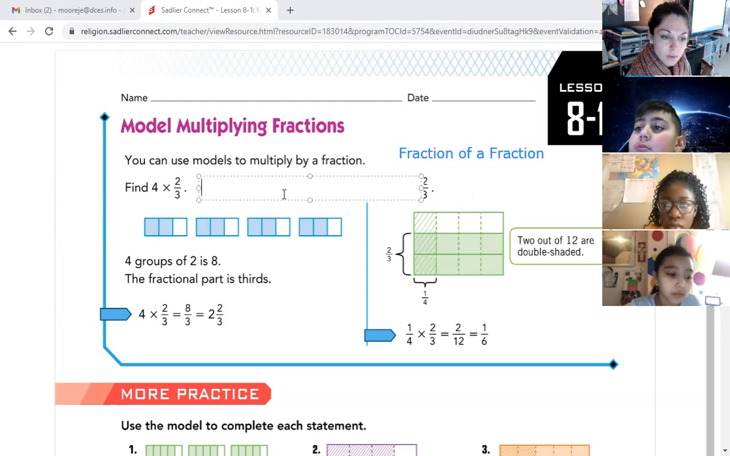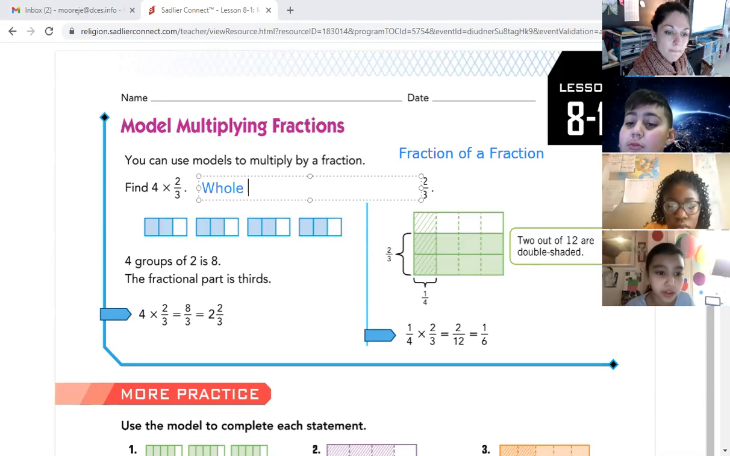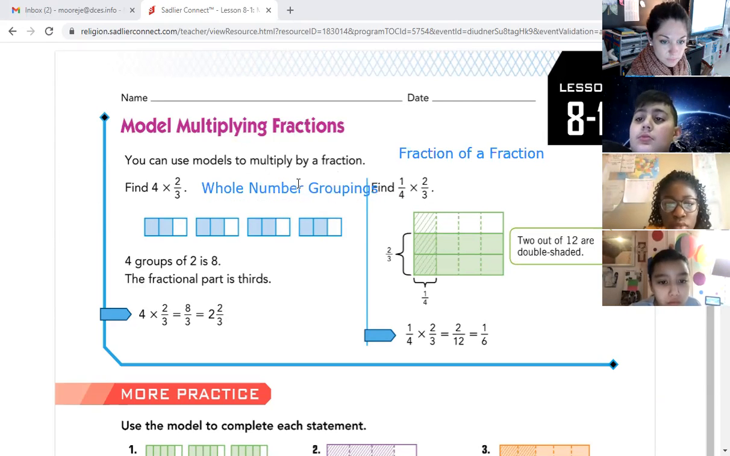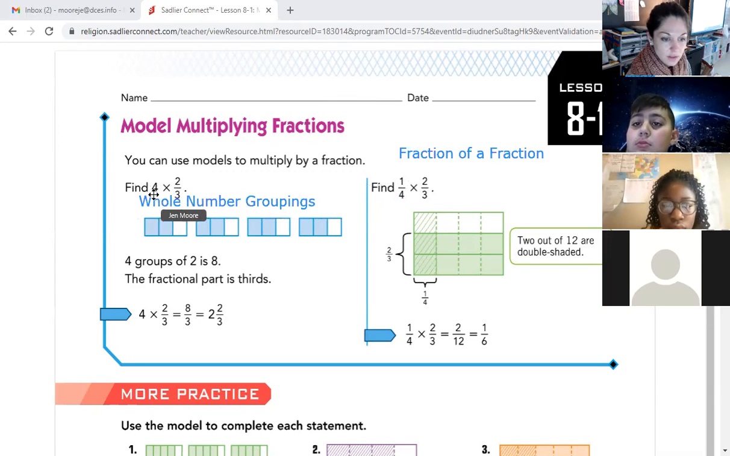Isabella, do you remember the name of the other one? Yes, the blue one is whole number grouping. You got it, whole number groupings. And that means that you have the same fraction copied however many whole numbers that you have. So if you had 4, like in this example, you would have 4 copies of the same fraction, 2/3. If you had 5, then you would make 5 copies of that same fraction.